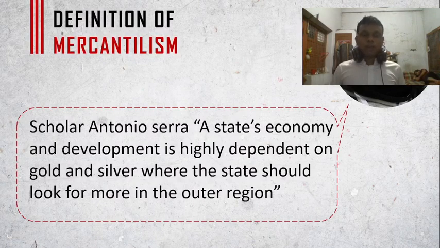A definition of mercantilism given by Antonio Serra, and I am quoting: a state's economy and development is highly dependent on gold and silver, where the state should look for more in the outer region. It means that for becoming abundant in gold and silver, states should invest more in foreign lands to extract gold and silver from them.